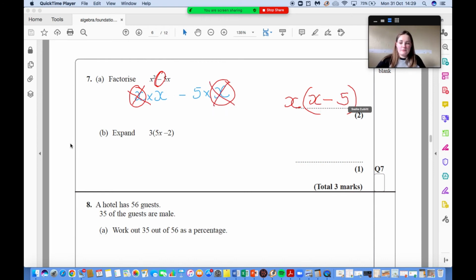The expansion question, you have 3 and then 5x minus 2 in brackets. 3 times 5x, well, 3 times 5 is 15, so that'll be 15x. And then 3 times minus 2. 3 times 2 is 6, so 3 times minus 2 will be minus 6. And that is it. Nice and easy them ones. You should be able to get the marks really quickly for them, okay?